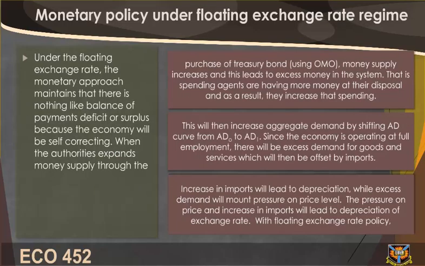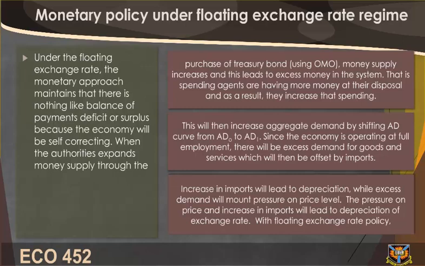Monetary policy under floating exchange rate regime. Under the floating exchange rate, the monetary approach maintains that there is nothing like balance of payment deficit or surplus because the economy will be self-correcting. When the authorities expand money supply through the purchase of treasury bond using OMO, money supply increases and this leads to excess money in the system. That is, spending agents are having more money at their disposal and as a result, they increase their spending. This will then increase aggregate demand by shifting the AD curve from AD0 to AD1.